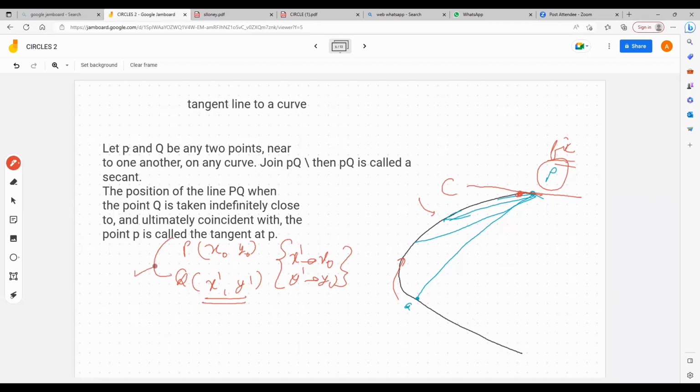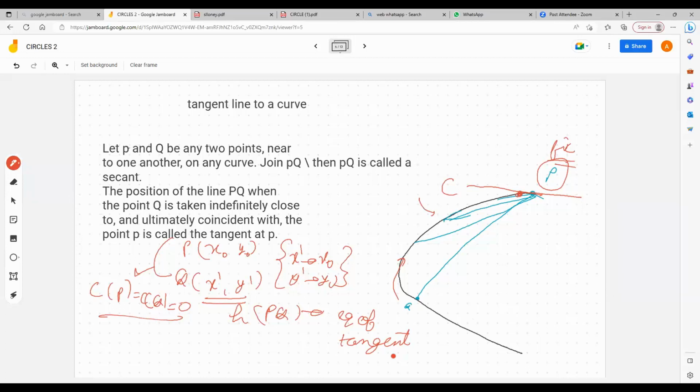And both these points lie on curve C. That is, C(P) equals C(Q) equals 0. Then the equation of the line PQ, L(PQ), is the equation of the tangent. This is what a tangent is by definition. So I am reading out the standard definition so that it is easy for you.